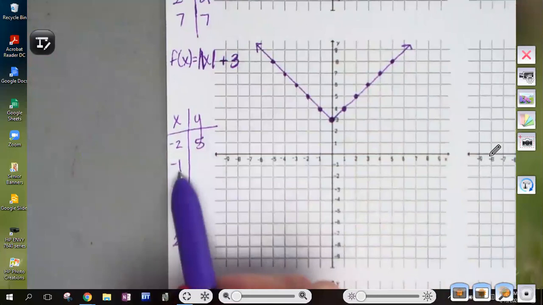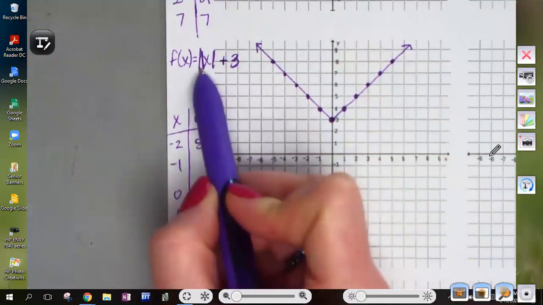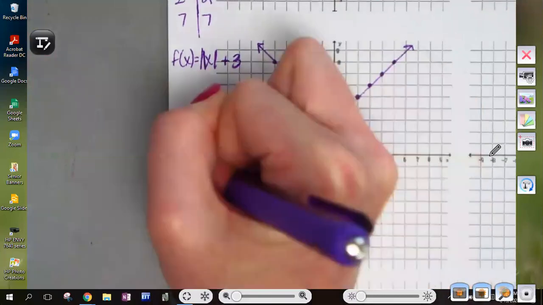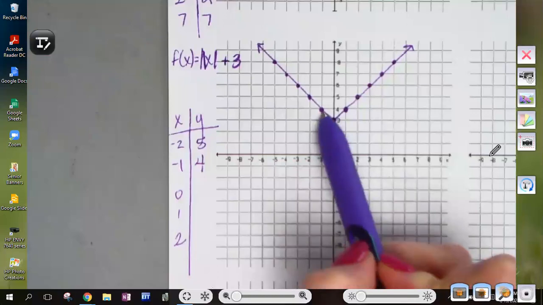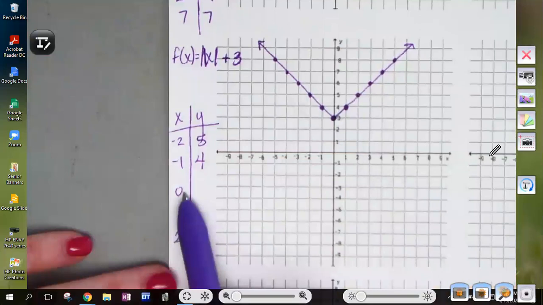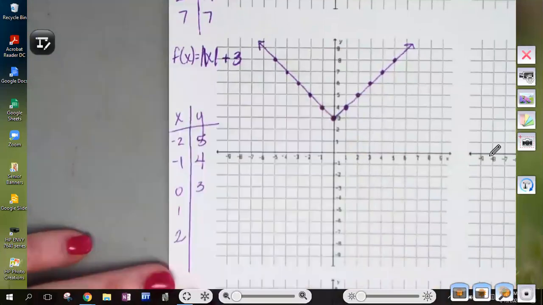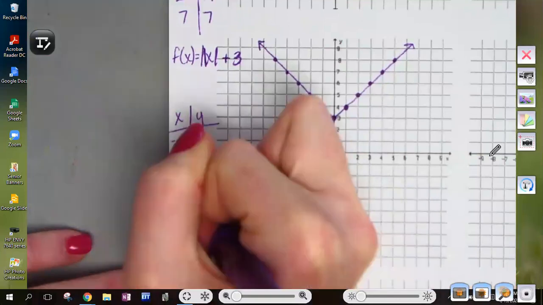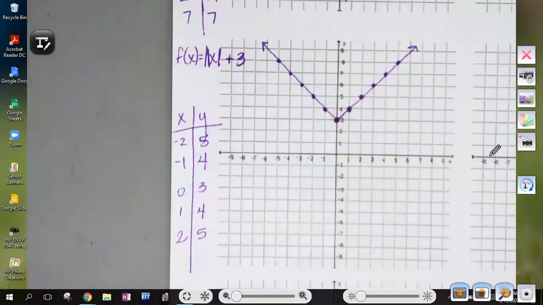Let's go to the next one. What's the absolute value of -1 plus 3? 4. It'd be 1 plus 3 would be 4. So let's look on my graph. I go to -1. I go up 1, 2, 3, 4. It worked. Okay. What do you think the y value will be for 0? 3. What do you think the y value will be for 1? What about 2? 5. Okay. And look, either way you can do it. You can draw your graph first and check it with the table, or if you're not sure what those rules are, do a table, then draw the graph.